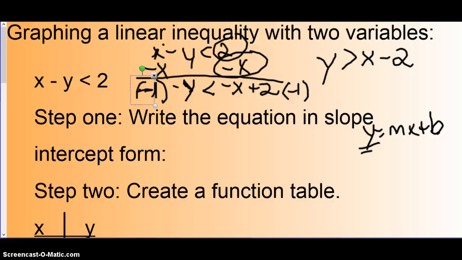So quite a few things going on. We multiplied by that negative 1, so that meant we had to flip our sign over, and we end up with y is greater than x minus 2.